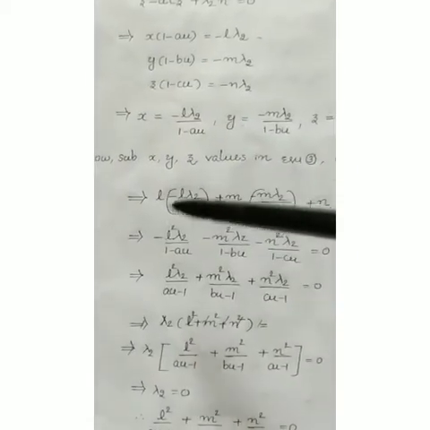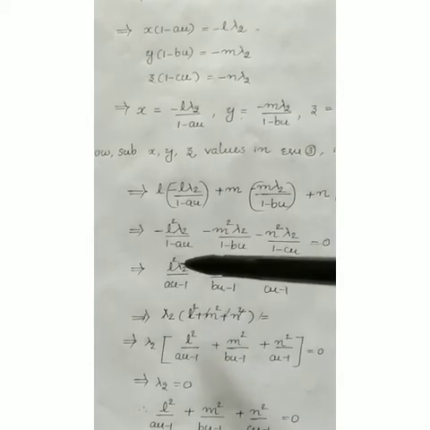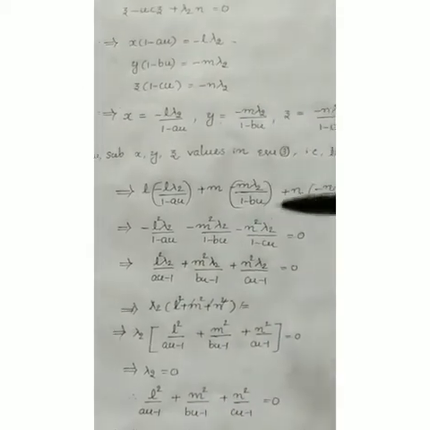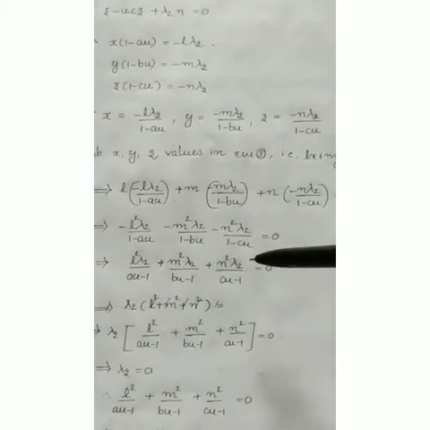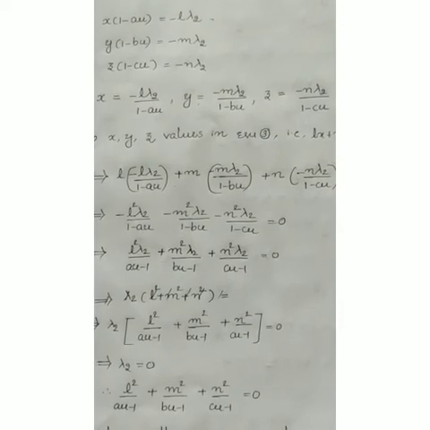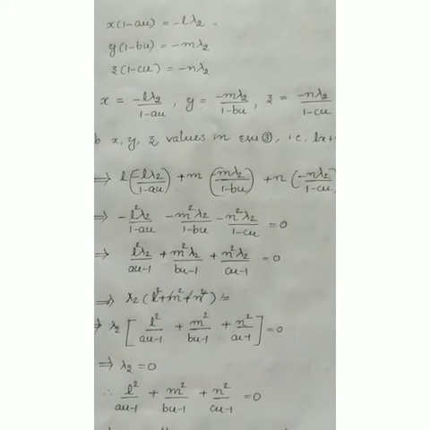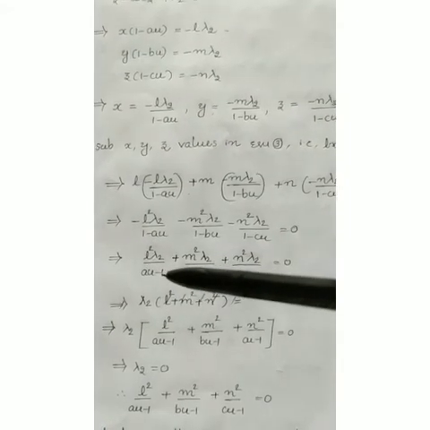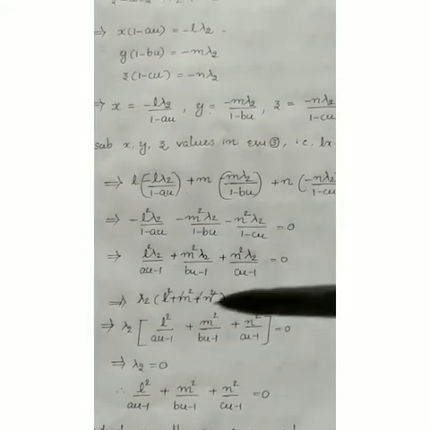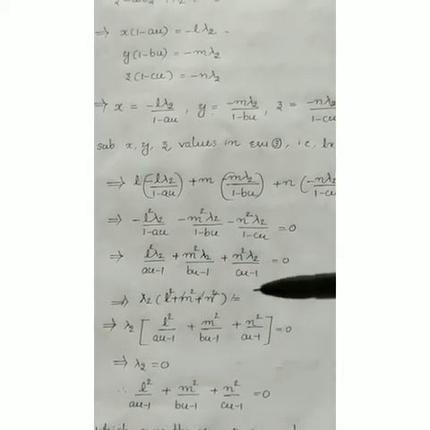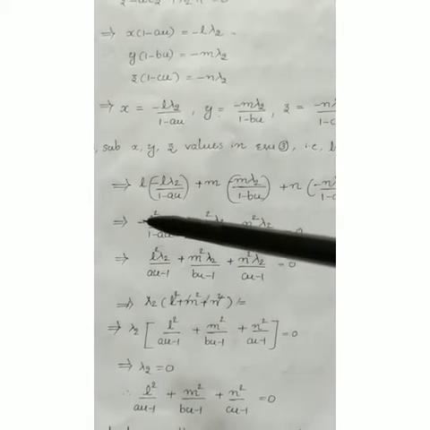So here l into l minus l square lambda 2 by 1 minus au, minus m square lambda 2 by 1 minus bu, minus n square lambda 2 by 1 minus cu, that equal to 0. So here in the denominator we can take minus as common, that is minus of au minus 1, minus of bu minus 1, minus of cu minus 1. So here in the numerator also we have minus, so minus minus get cancelled.